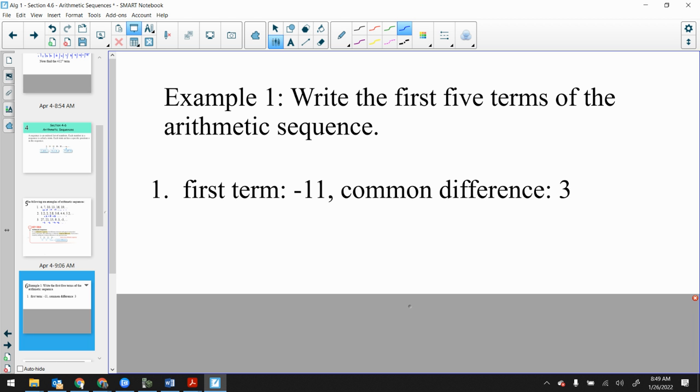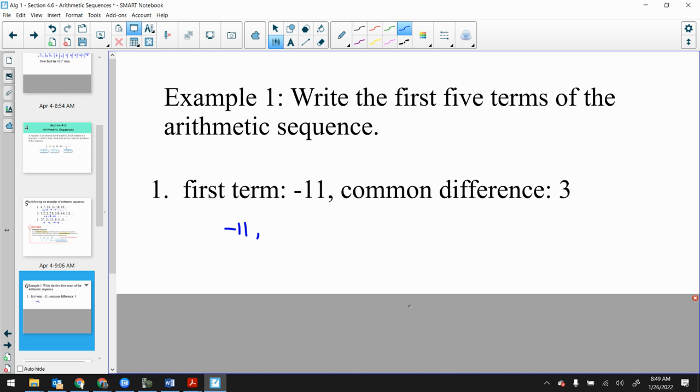So, first example here: the first 5 terms of the arithmetic sequence. I'm going to give you a starting term and then the common difference. That is very important information. The starting term and the common difference are always really important. So I'm just going to start here with negative 11, and my common difference is 3. So what's my next term?